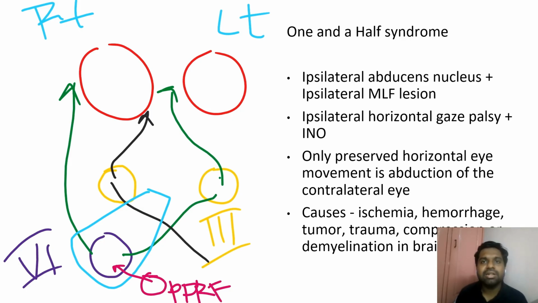So what could be the cause here? It could be ischemia or hemorrhage or trauma or demyelination. Anything that is affecting the region where we are having a lesion in both the medial longitudinal fasciculus and nucleus.